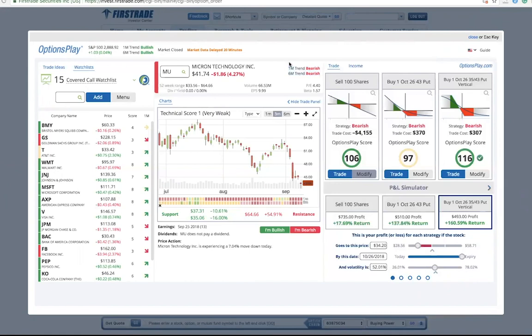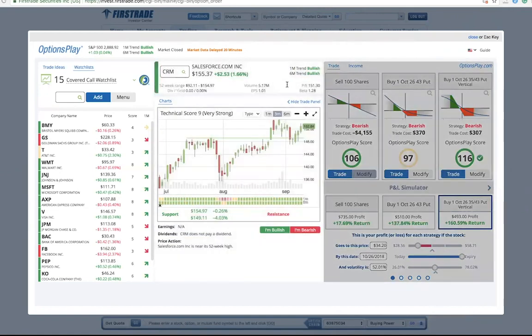At your fingertips, you have access to most of the information that you would typically use technical analysis for. And then we have important information like earnings, dividends, and price action data here at the bottom. Now, once you have a directional view, so on Micron, I might have a bearish view. On Salesforce, I might have a bullish view.